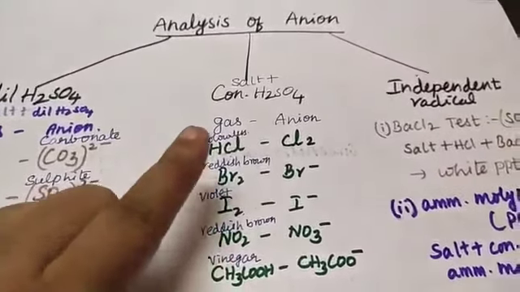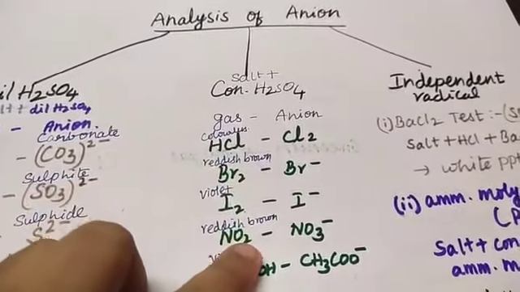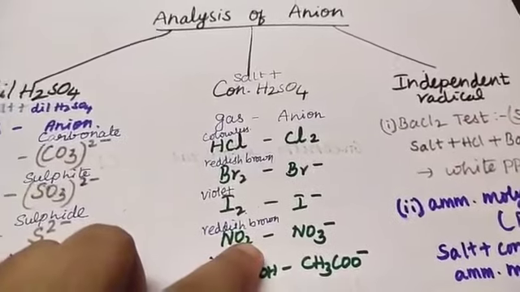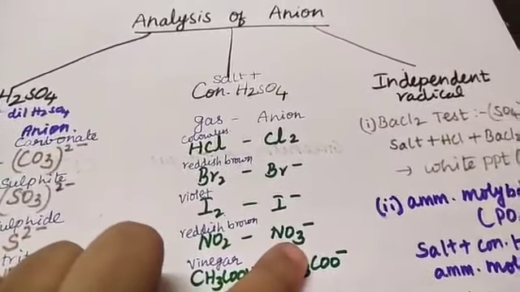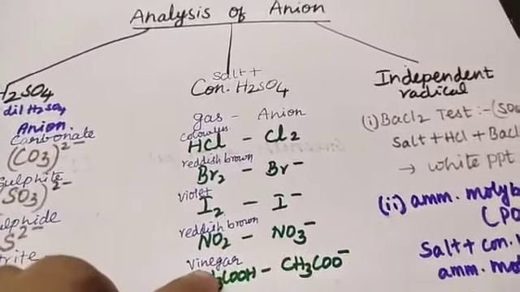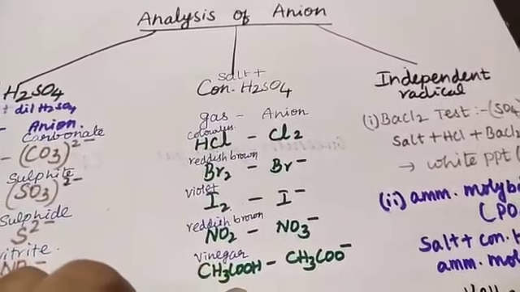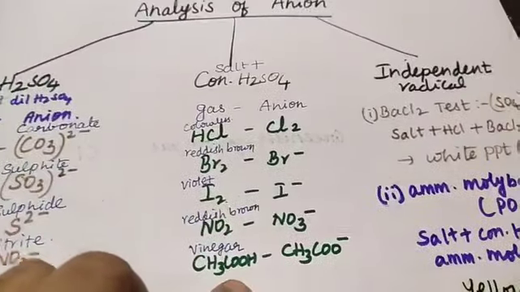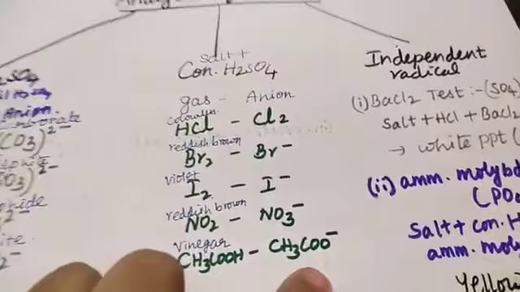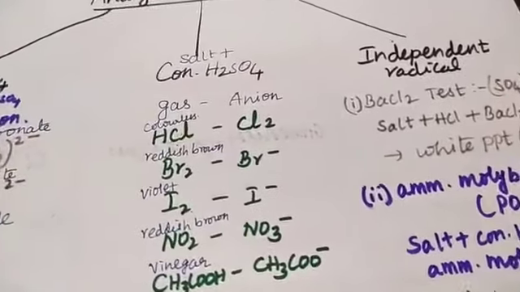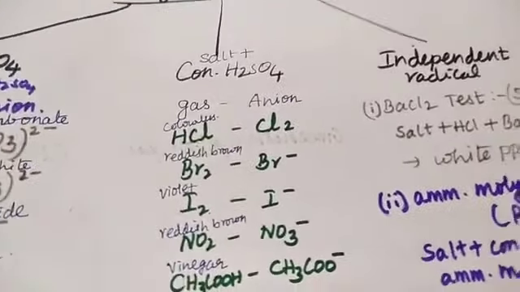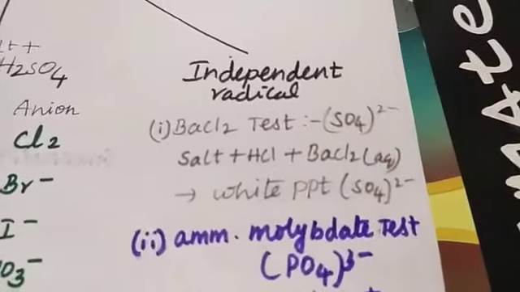If you are getting reddish brown vapors, it may be NO2 gas. In the presence of concentrated H2SO4, it may be oxidized to nitrate, so it may be nitrate anion. Then if you are getting vinegar smell, it is due to acetic acid, so the ion is acetate ion. If you are not getting any of these characteristic changes, then yours may be an independent ion.